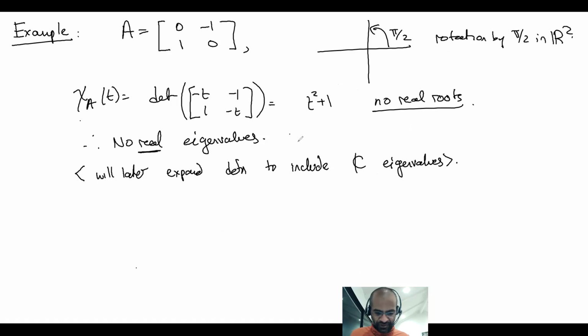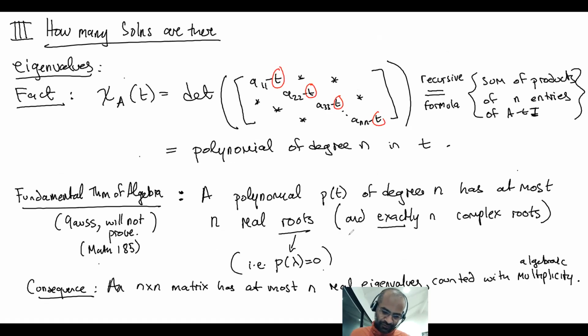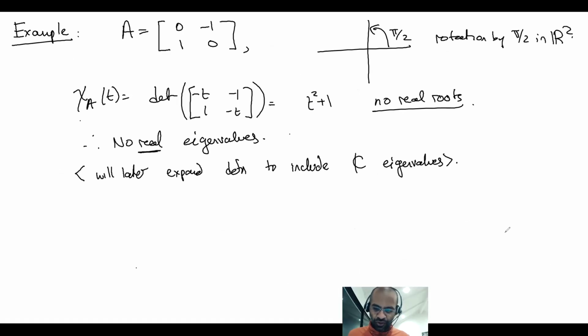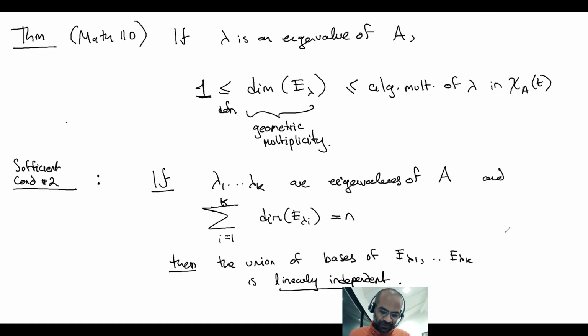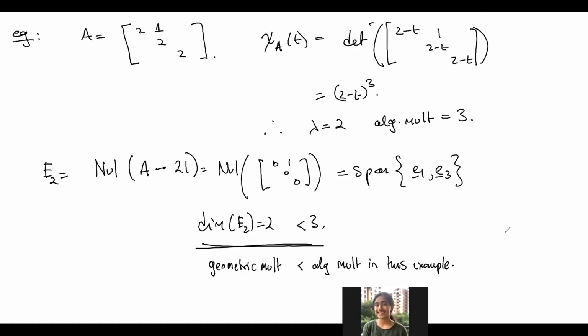When we move to complex eigenvalues, which we will do next week, indeed, the algebraic multiplicities will always add up to n, because the fundamental theorem of algebra says there are exactly n complex roots. So you're anticipating what we'll do next week: the sum of the algebraic multiplicities will always be n if you allow complex eigenvalues. But the sum of the geometric multiplicities could be less. For example, in this matrix.